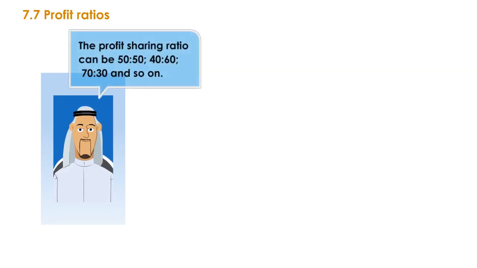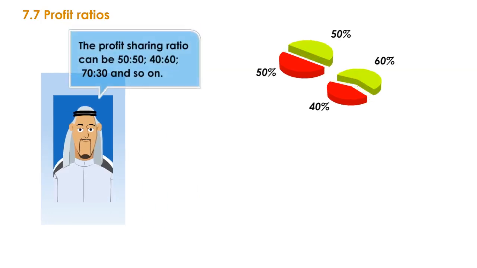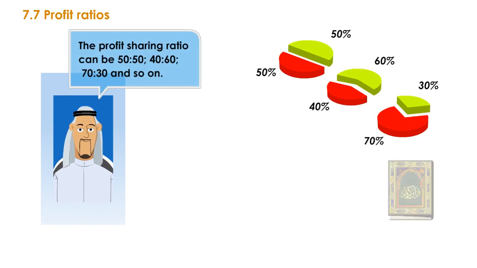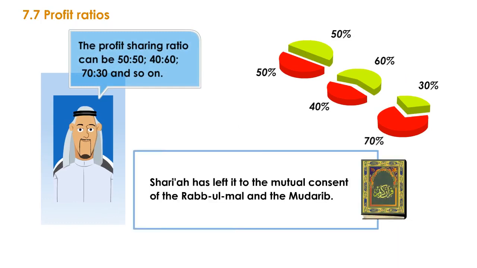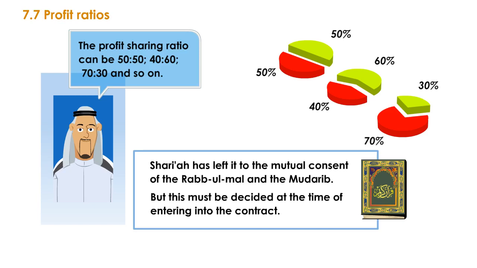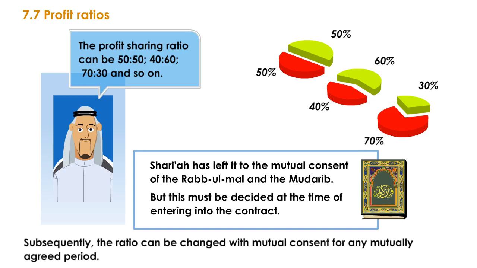The profit sharing ratio can be 50 to 50, 40 to 60, 70 to 30, and so on. Sharia has left it to the mutual consent of the Rabul Mal and the Mudarib. But this must be decided at the time of entering into the contract. Subsequently, the ratio can be changed with the mutual consent for any mutually agreed period.